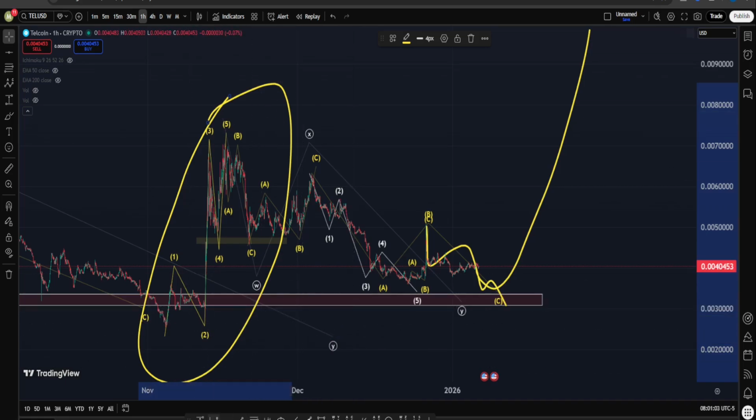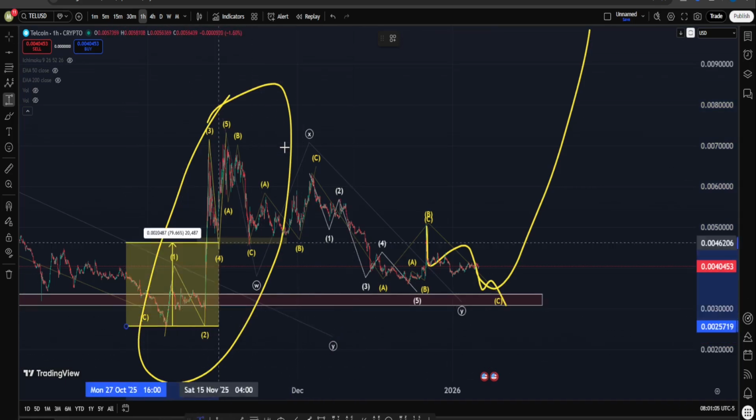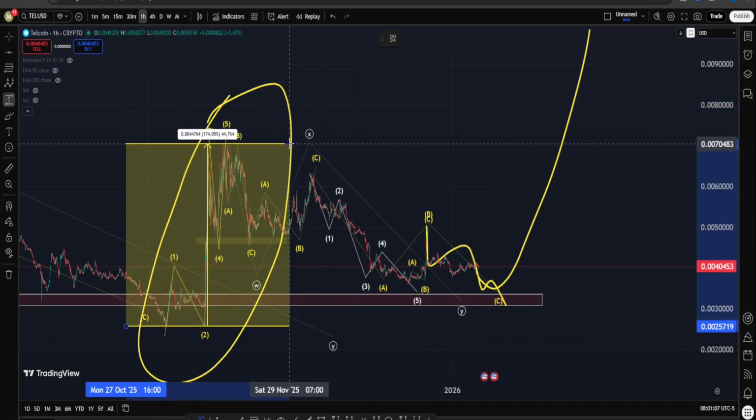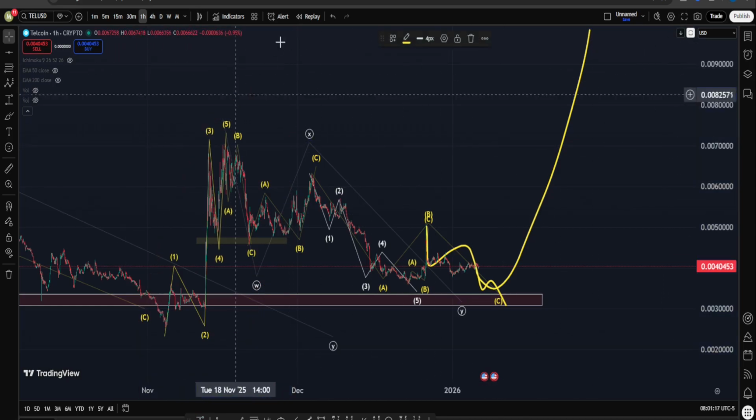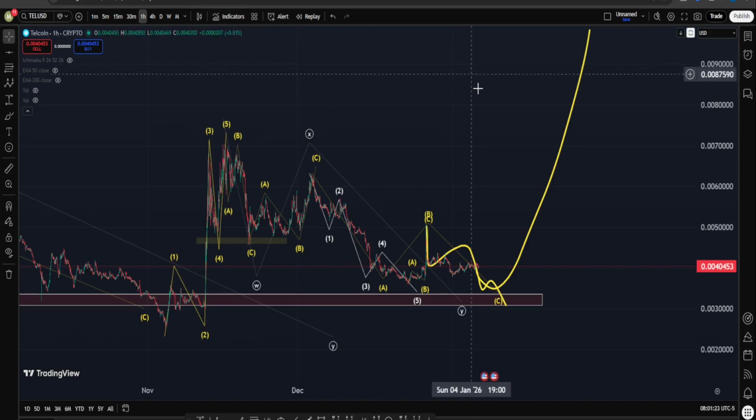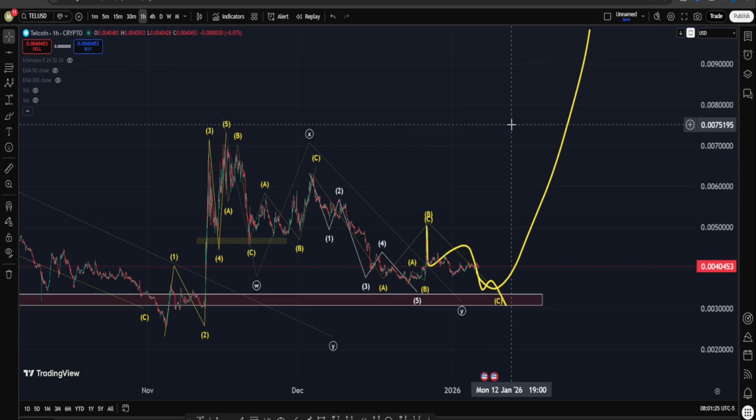And this move right in here, if I just measure it from the lows to about the highs, was about a 180% move on the upside in just a couple of days. So the next move, I think we can easily argue it's going to be something like a 3, 4, even if you're lucky, 5, 600% move on the upside. I think that might actually be quite realistic.